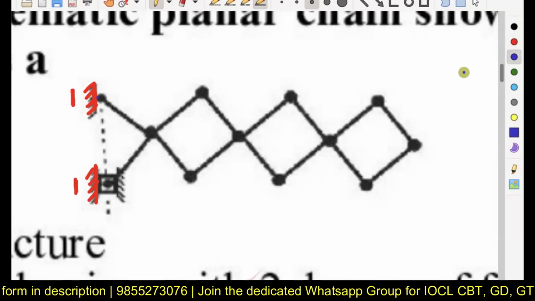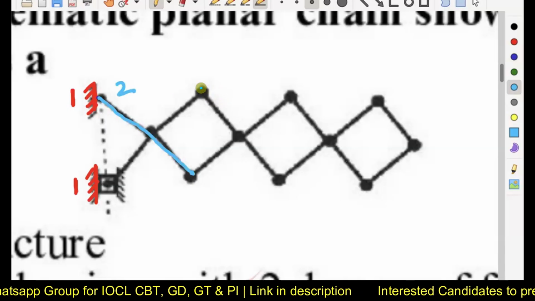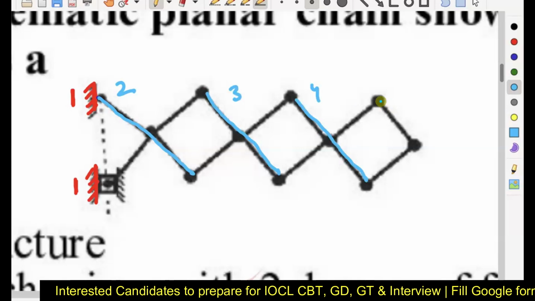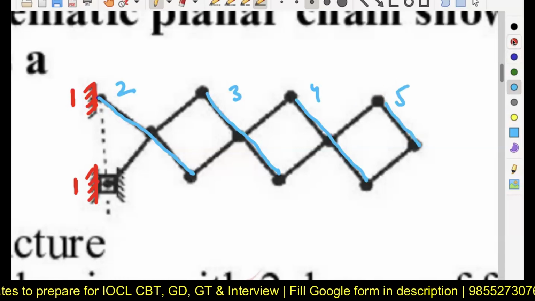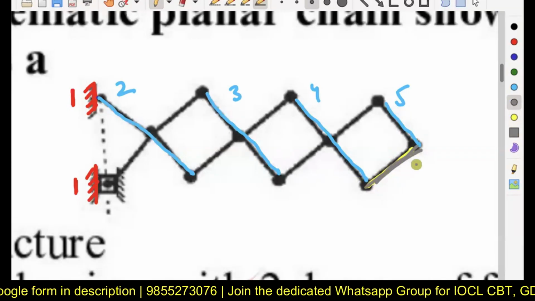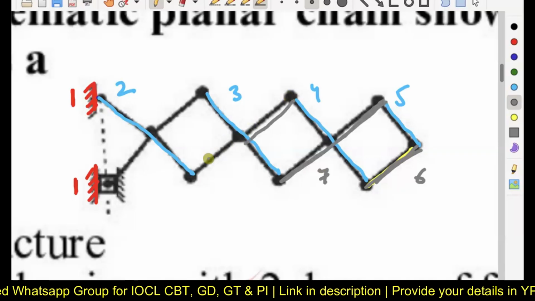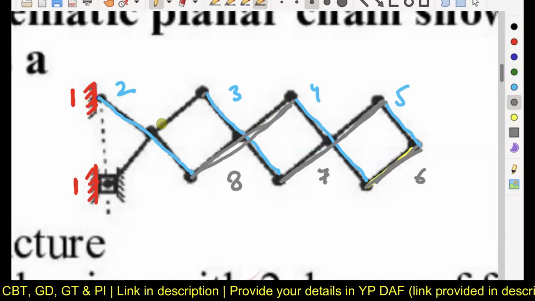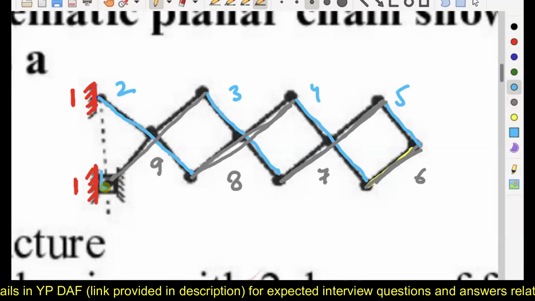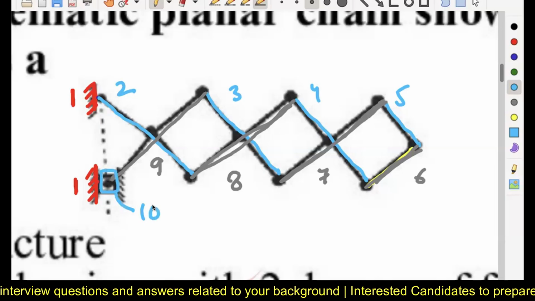Now, this blue one represents the second link. This one represents the third link. This is the fourth link, fifth link. Then we have this gray one as the sixth link, this gray one as the seventh link, this gray one as the eighth link, this gray one as the ninth link, and here we have a slider. This slider is going to be considered as link number 10 here.